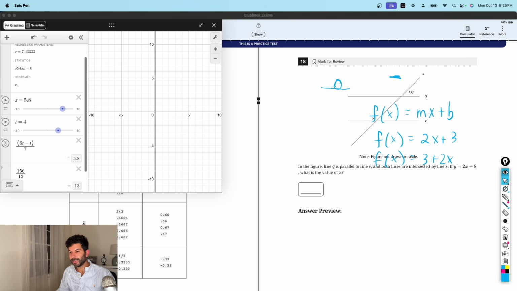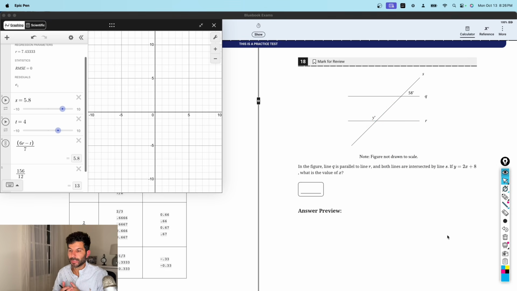Question number 18. Geometry question. In the figure, line Q is parallel to line R. Both lines are intersected by line S. S is what we call the transversal. When a transversal cuts two parallel lines, it makes 8 angles. If y is equal to 2x plus 8, what's the value of x?